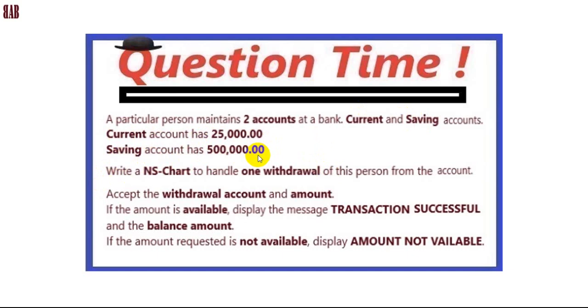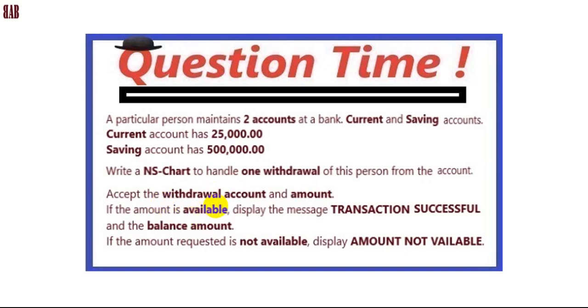So what we are going to do is write an NS chart to handle one withdrawal of this person from the account. Basically, accept the withdrawal account, because he has two accounts from which to withdraw, either the current account or the savings account. The NS chart should ask which account you want to use, and then should ask about the amount that needs to be withdrawn or taken out.